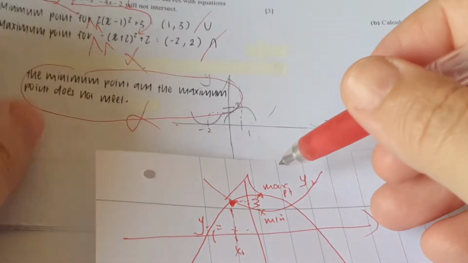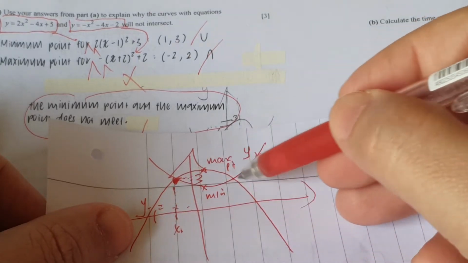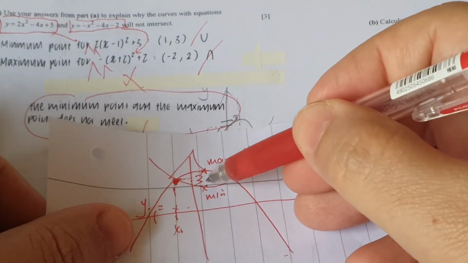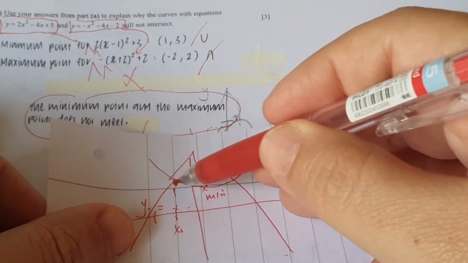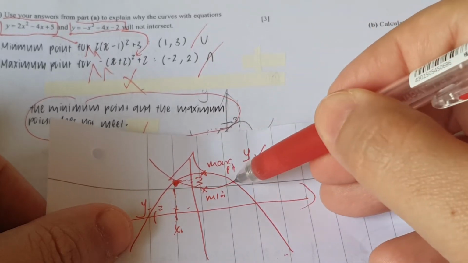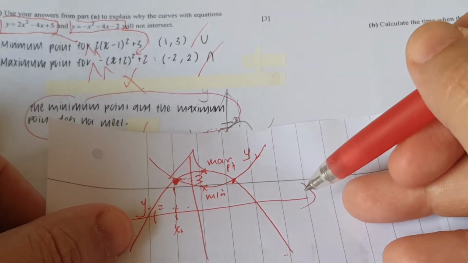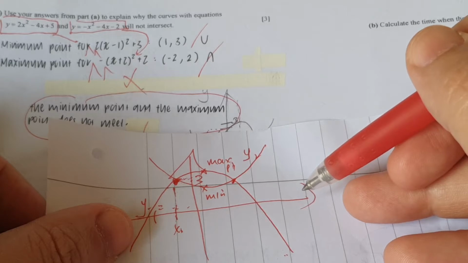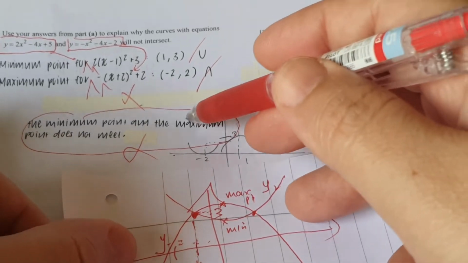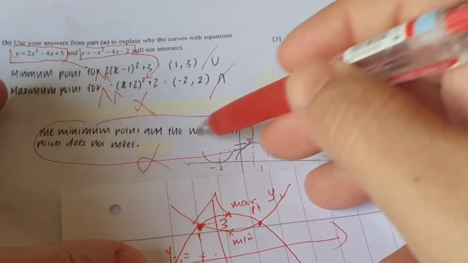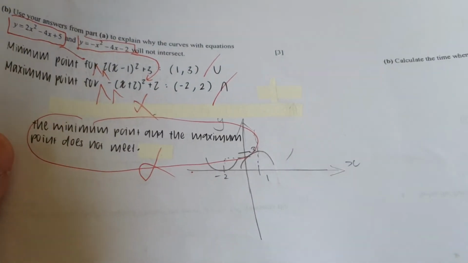You see, the maximum point of this curve didn't meet, meet means touch each other, didn't meet the minimum point of this curve, but other parts of our curve meet, you see? You know what I mean? Yeah, so this is the wrong way of explaining. It's a wrong concept. Alright?